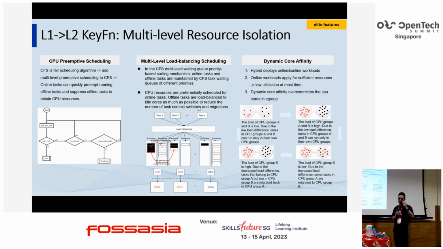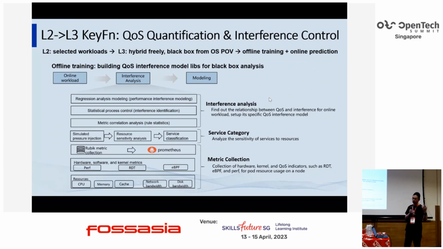They are both on the basis of hybrid deployment of online service and offline service. But what if we have a hybrid deployment with online service and online service? Based on the characteristics of online service, it will normally apply for sufficient resources. That means we will have low utilization on CPU most of the time. So we try to build this dynamic core affinity feature to try to overcommit CPU resources in cgroup. That's the features from level 1 to level 2. And welcome to level 3.